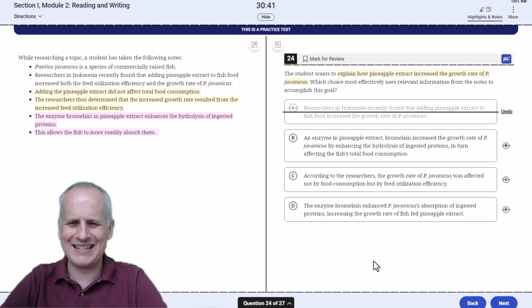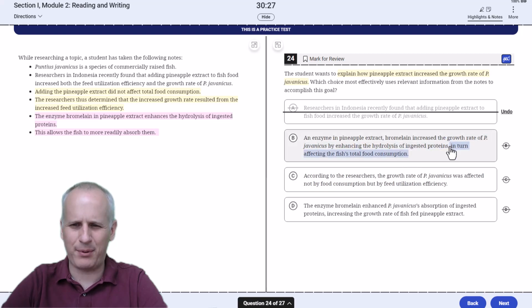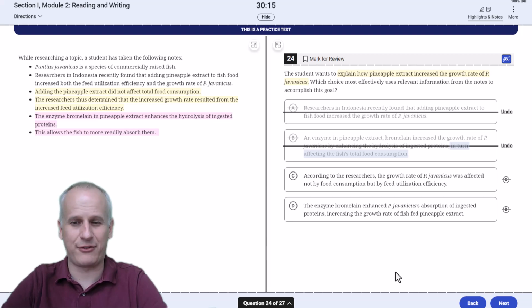Choice B, an enzyme in pineapple extract, bromelain, increased the growth rate of P. javanicus by enhancing the hydrolysis of ingested proteins. That's correct. But then it says, in turn, affecting the fish's total food consumption. And this part right here is going to go in direct contrast to this third bullet here, because it didn't affect total food consumption. So B is ultimately one of the hardest answer choices to eliminate. It's half right but half wrong, and you can highlight the reason you're eliminating to ensure that you know why you're getting rid of a choice as part of your process.